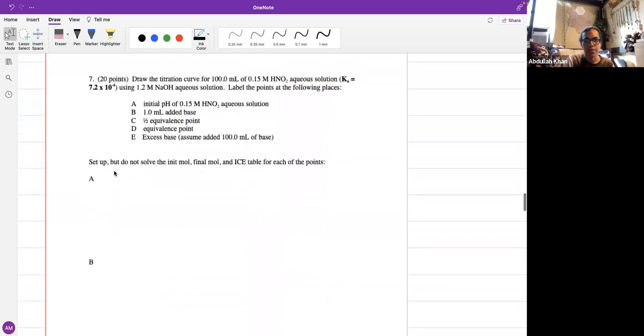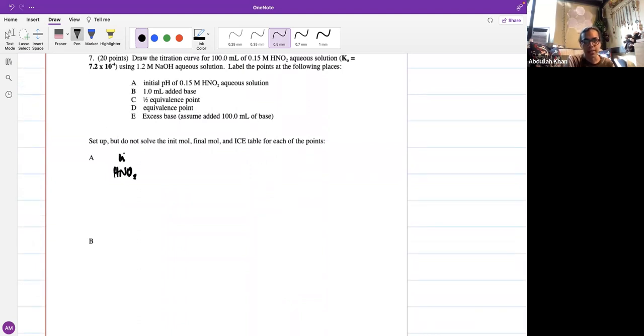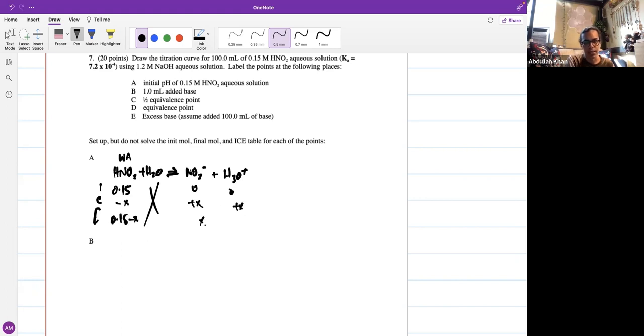Okay, so going back to HNO2, HNO2 is a weak acid. So it's going to react with water to break down into NO2 minus, its conjugate, plus H3O plus. ICE. This is HNO2 alone, right? So I can use the 0.15. Don't care, 0, 0. Minus X, plus X, plus X. And so 0.15 minus X, X, and X. And so X squared over 0.15 minus X equals Ka is what I need here.